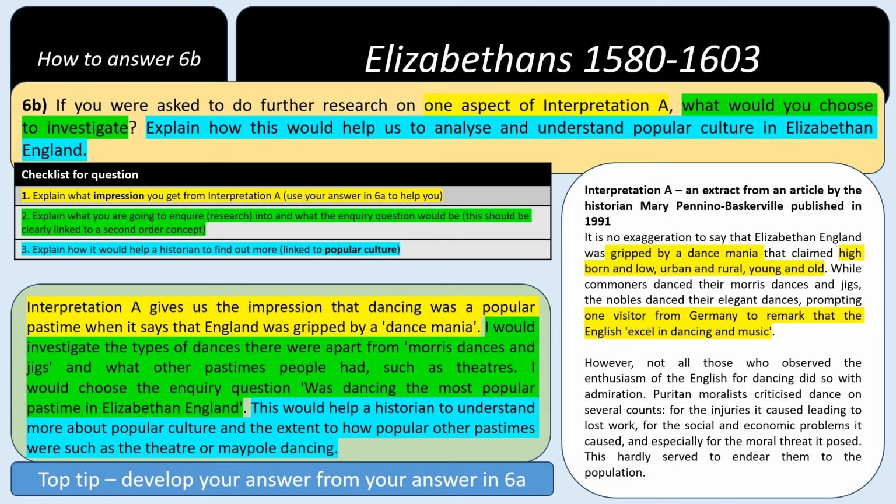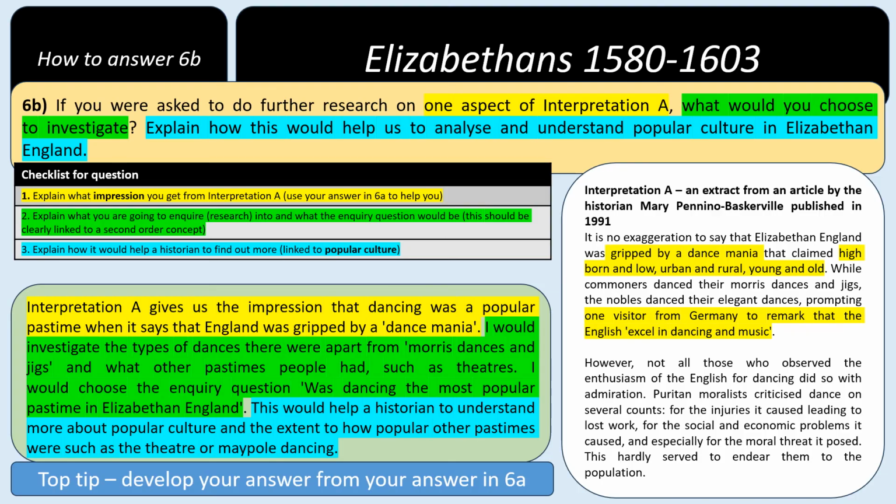Now, we know what good inquiry questions are, and we have them throughout our history curriculum. So a good inquiry question is one that really links into second order concepts like cause and consequence, similarity and difference, change and continuity, for example. And then the last part of the answer, explain how it would help a historian to find out more linked to popular culture. So we'll just have a look at an example answer here for question 6B.